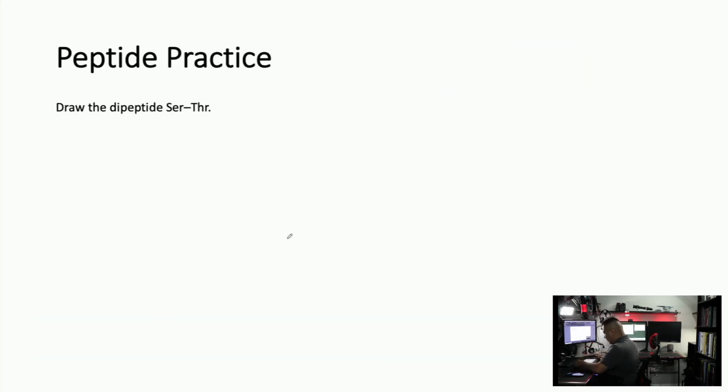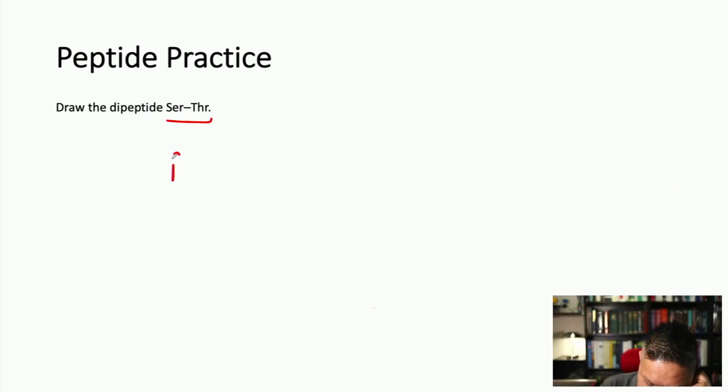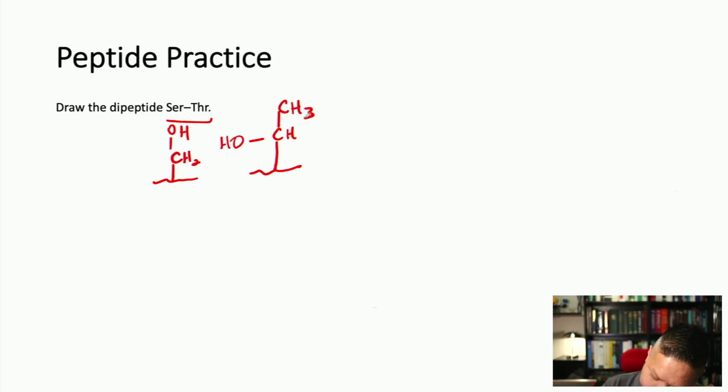All right, let's do some peptide practice. The question says to draw a dipeptide of serine and threonine. Remember that serine is the one with the R group that had the CH2OH. That's its R group. And then threonine was almost exactly the same thing, actually it's CH, except it had an extra methyl group at the end. So that's serine, and that's threonine.